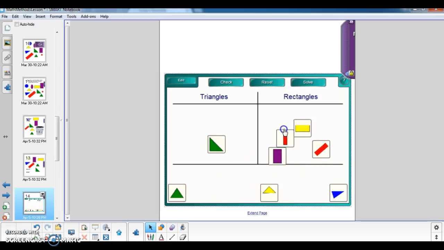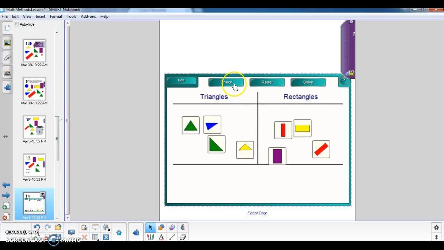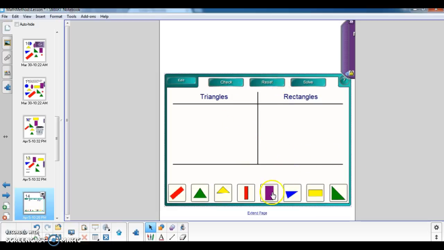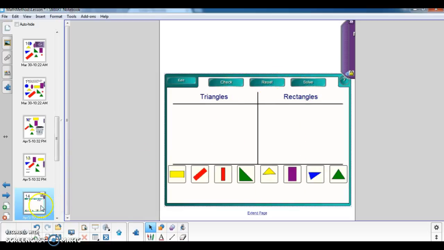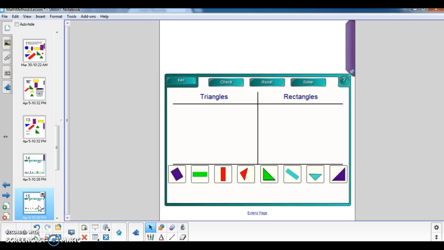So if you do this, and then you push the check button, it'll have the green check marks, and then if you reset it and you put them in the wrong one and you check it, then it'll have an X by it. Or you can also click the solve button and it'll show you like that. And then the next slide is just the same thing. I'll have the students do it again.